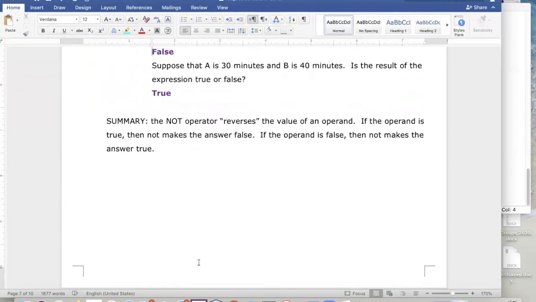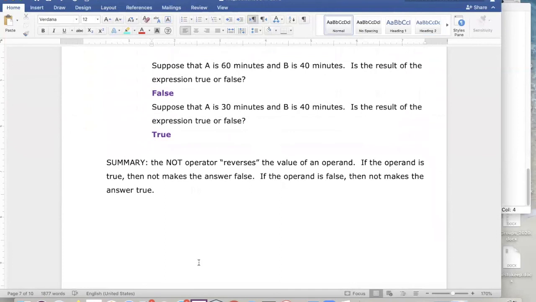So in summary, the not operation is a special Boolean operator that just reverses or takes the inverse value of an operand. If the operand's true, then the not operator makes it false. If the operand was false, then the not operator causes it to be true.